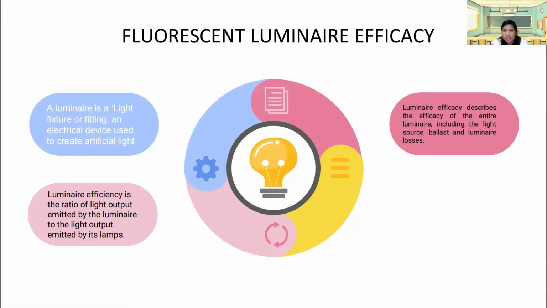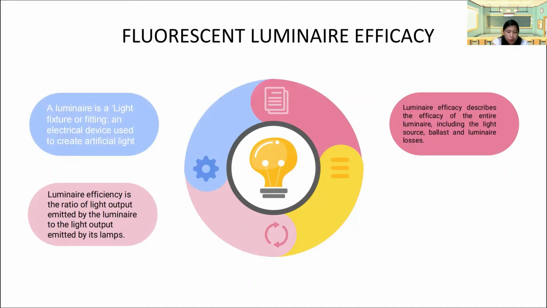Luminaire efficacy describes the efficacy of the entire luminaire, including the light source, ballast, and luminaire losses. So, a luminaire is the light fixture or fitting, an electric device used to create artificial light or illumination by the use of electric lamp. Luminaire efficacy is the light output of the entire luminaire divided by the total power consumed by the lamps and ballast, equal to the lamp efficacy multiplied by the light output ratio of the luminaire.